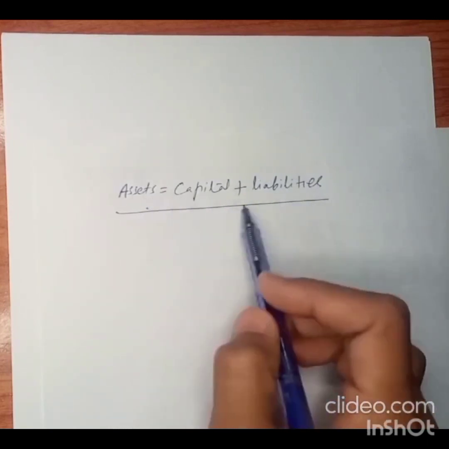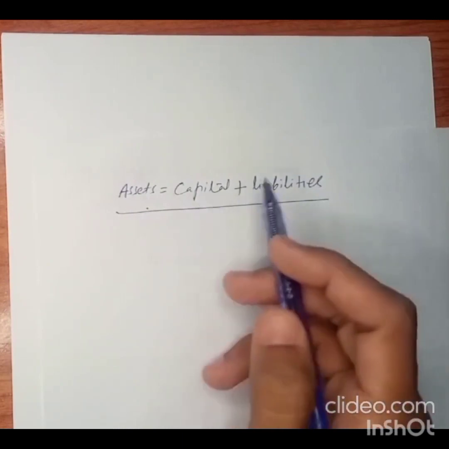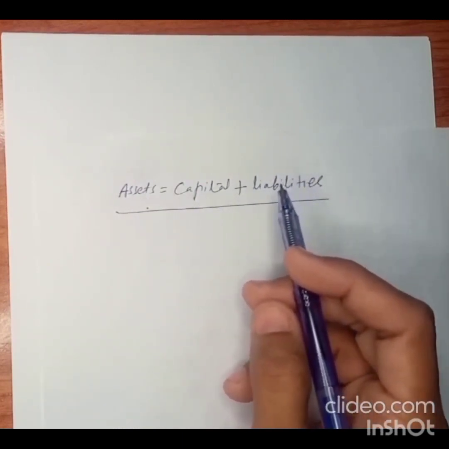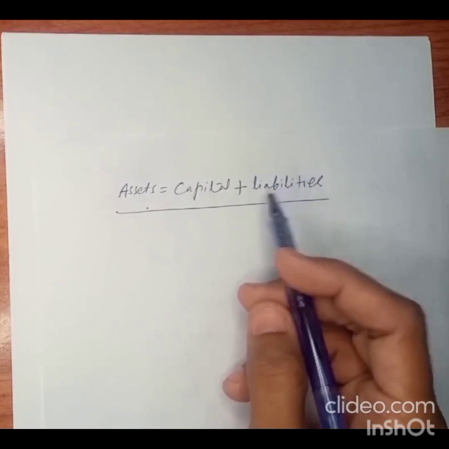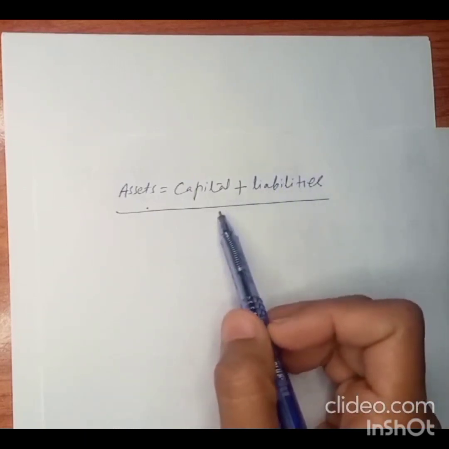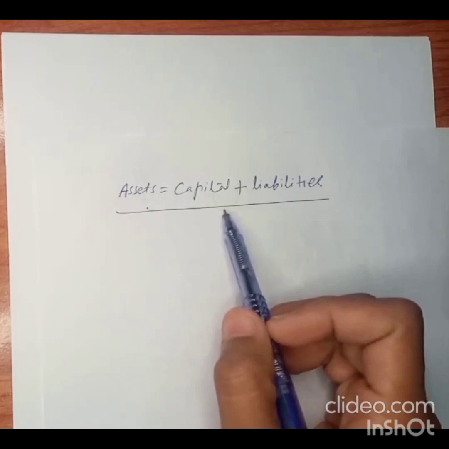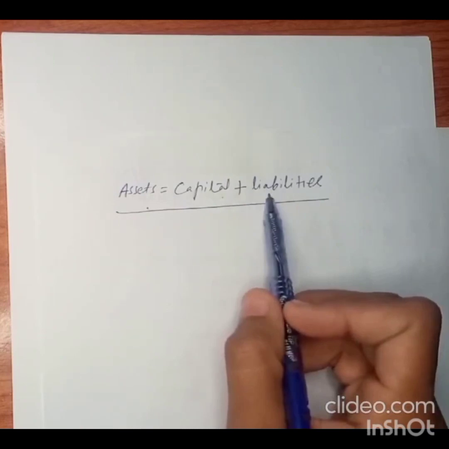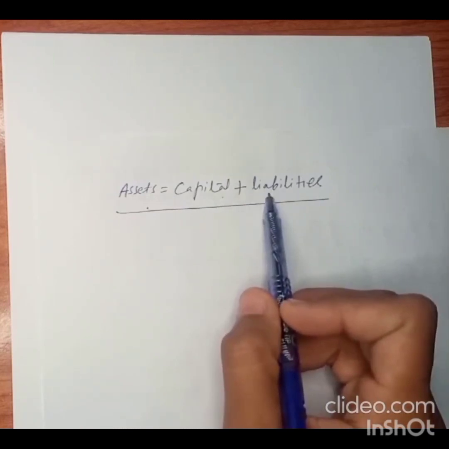Like assets should be equal to capital plus liabilities, and no matter how many transactions there may be, the actual assets, capital and liabilities may change, but the total of the assets will always equal the total of capital plus liabilities. Or reverting to the more common form of the accounting equation, the capital will always equal the assets of the business minus the liabilities.